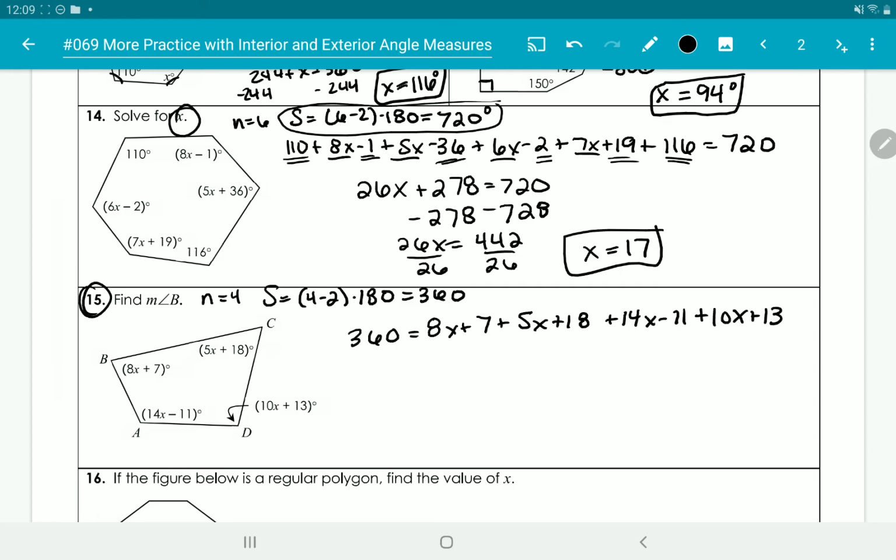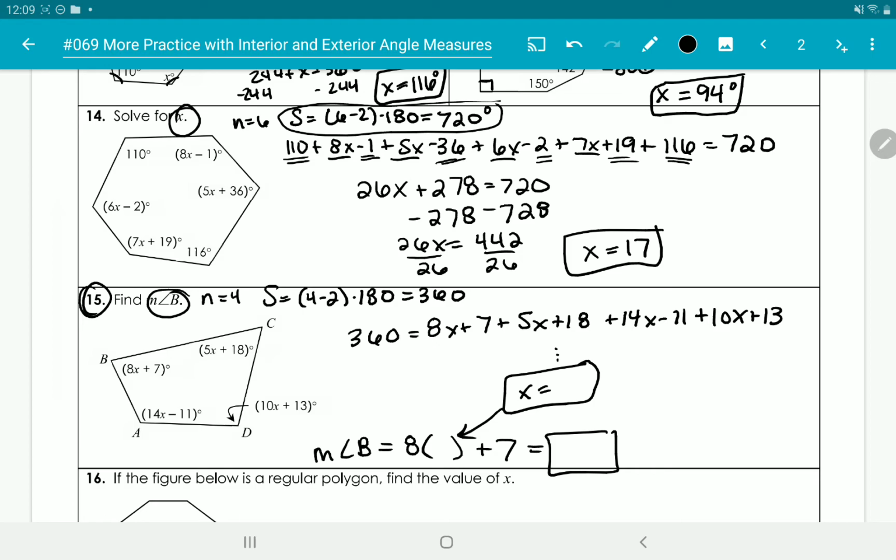Okay, solve for x. Once you solve for x, this is not actually asking for x. It's asking for the measure of angle B. So that's going to be 8 times whatever you just got there, plus 7. And that's going to be your answer. Okay, so go ahead and pause the video and try number 15 on your own.